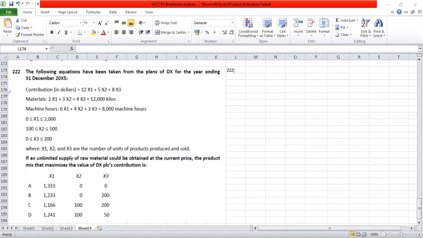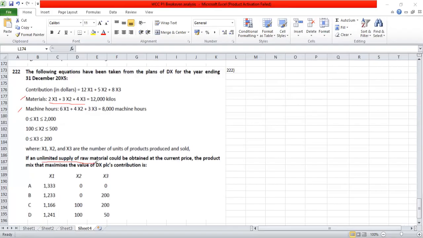There are two resources mentioned here in our question. One is material and one is machine hours. The usage of material is given as 2 units of x1 plus 3 units of x2 plus 4 units of x3. It will require 12,000. But is there a restriction here? There is no restriction. So that is an unlimited supply of raw material.